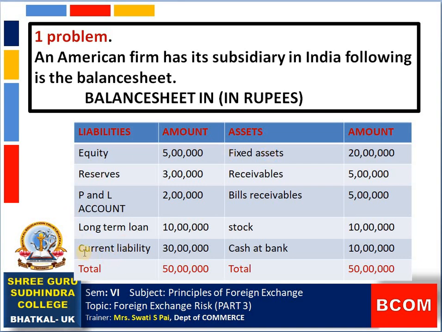Roman number 3, that is current liability. Current liability they have given directly here under liabilities, 30 lakhs. You can take 30 lakhs. Next comes the non-current liability, that is long-term loans. You can take here 10 lakh under this non-current liability. So we'll see this.